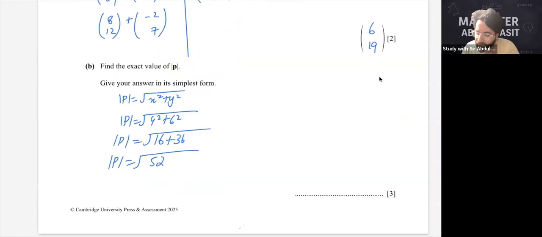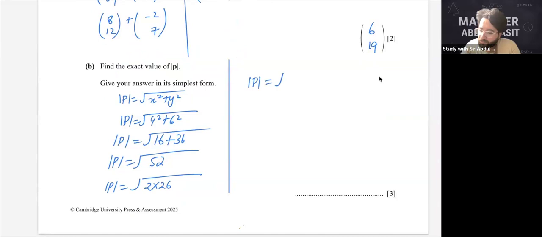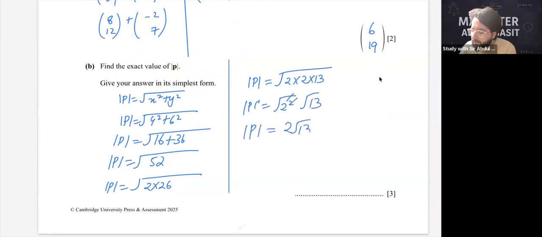Okay, 52 can be simplified. So 2 times 26. I can split 26 into 2 times 13 as well. Yes or no? 2 times 13. So I can write square root of 2 square and square root of 13. The square root can be cancelled. So the exact value is 2 square root 13. Calculator not allowed. Is this clear to everyone or not? Yes or no? Is this clear to all of you? Yep. Any problem?